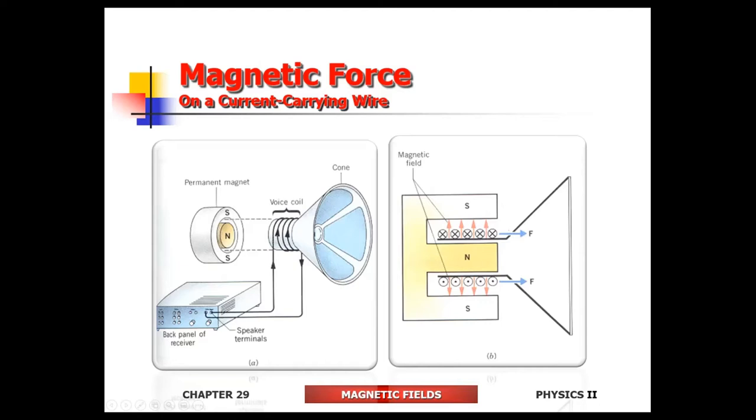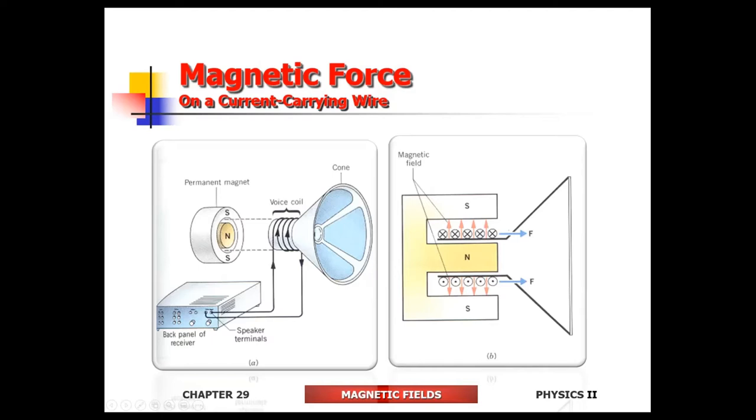Let's take a look at that. All right, so this represents the current coming out of the page, and this represents the current going into the page. This wire is connected to that one, and this is connected to that one. So the current is coming out of the page, and going into the page. So it's a two-dimensional cross-section of a three-dimensional figure, under a constant magnetic field.